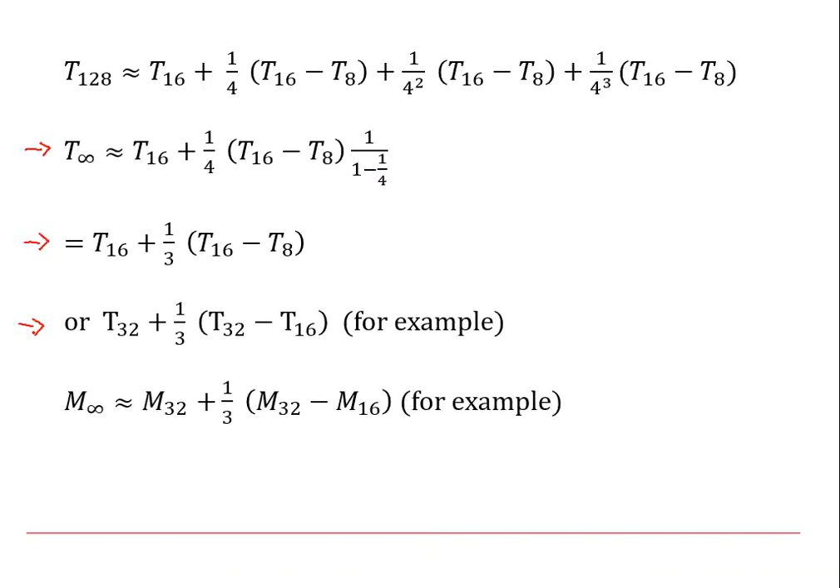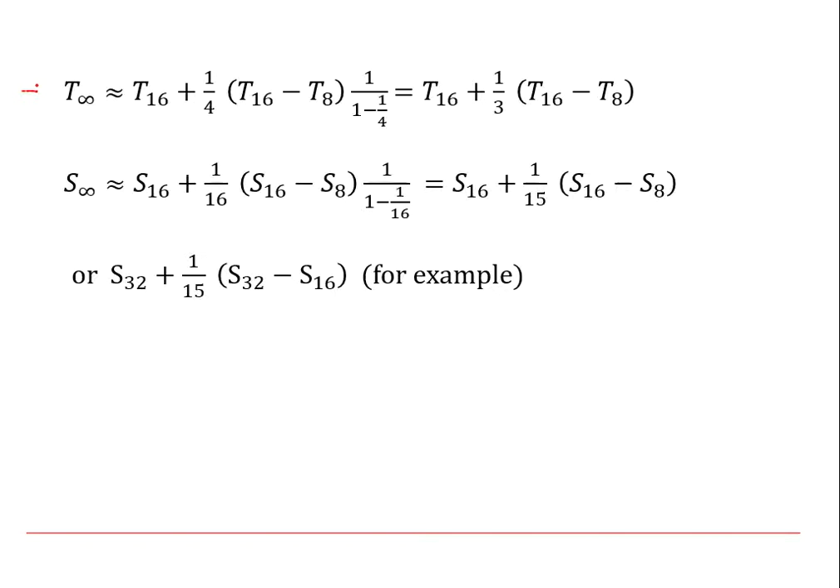Obviously it's going to be more accurate if you've got higher estimates such as T32 rather than T16, and then we can do exactly the same thing for the midpoint rule. So writing out the result again for T infinity, we've got that in terms of T16 and T8, and we can do the same sort of thing for Simpson's rule, again using for example S16 and S8, but now the constant of proportionality is a 16th instead of a quarter, and so that leads to a 15th instead of a third in the extrapolated expression.